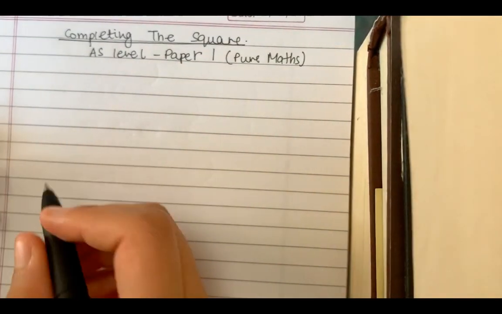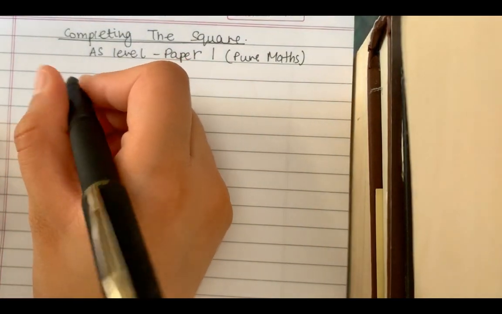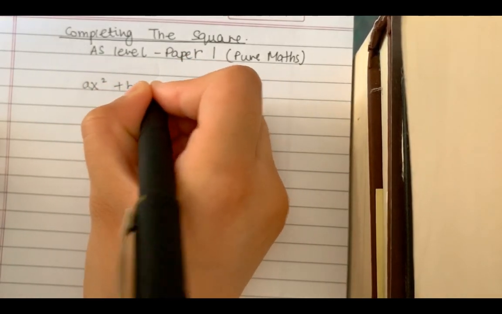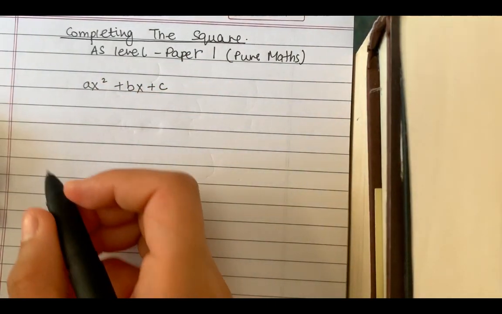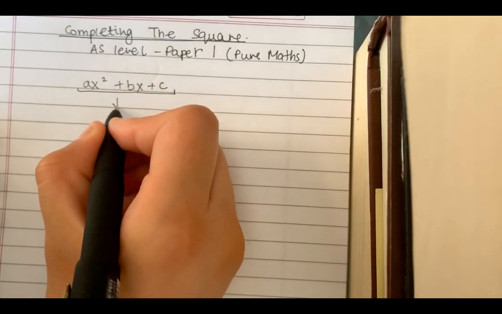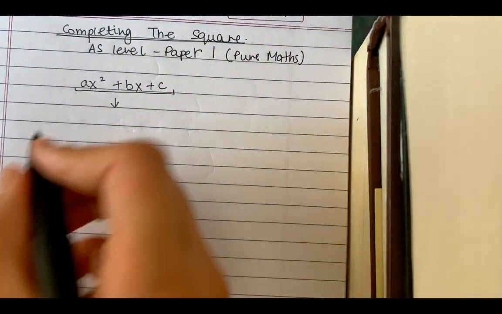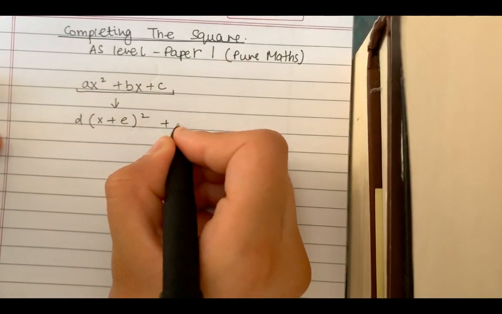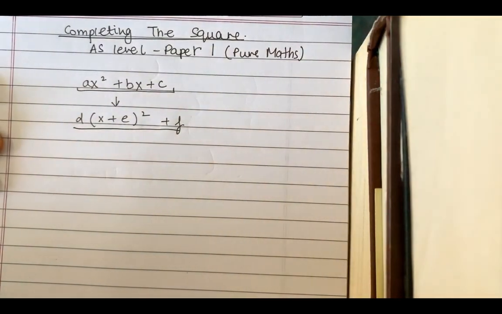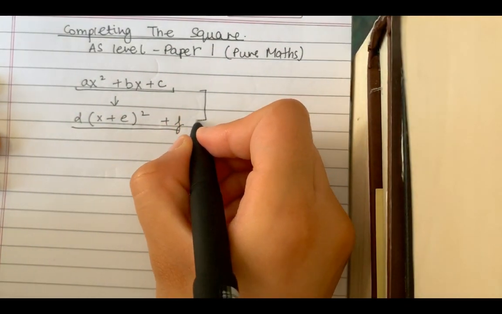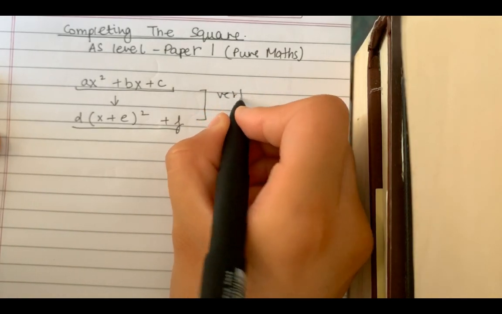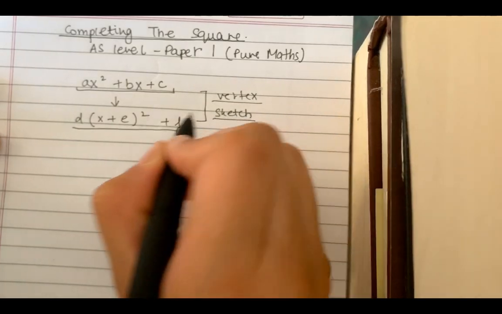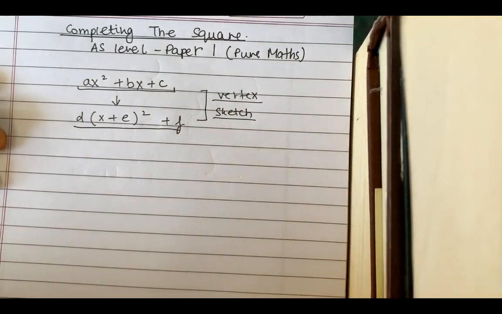Alright, so what does this concept actually mean? A quadratic can be expressed in the form ax squared plus bx plus c. And this needs to be converted into the form d times (x plus e) whole squared plus f. And why do we do this? Well, if we achieve this, then we can find out the vertex of a graph, we can sketch the graph, we can solve for x, and we can do multiple other things.